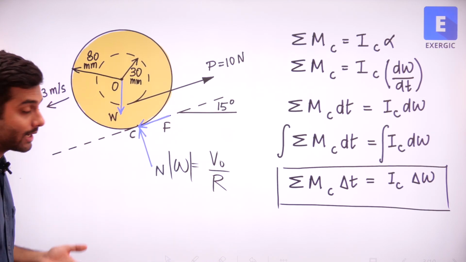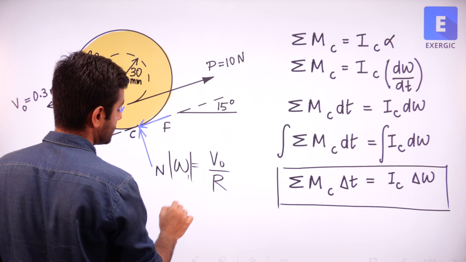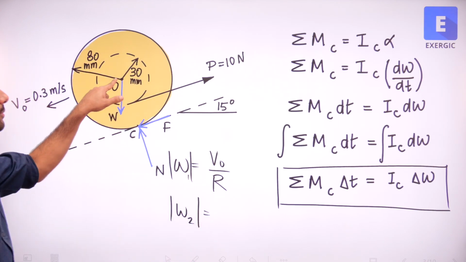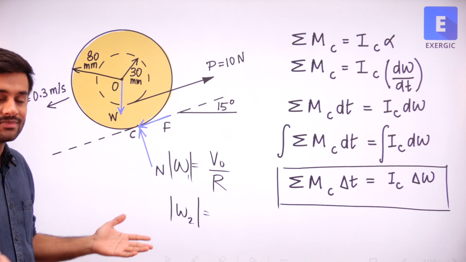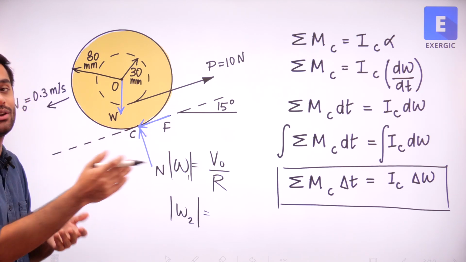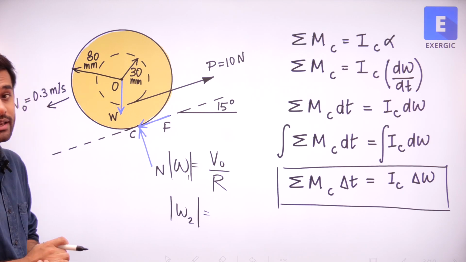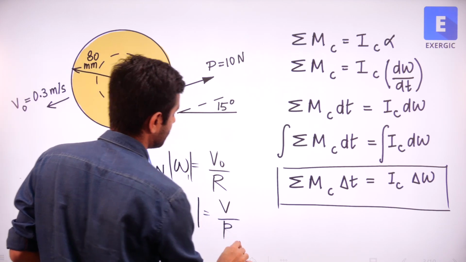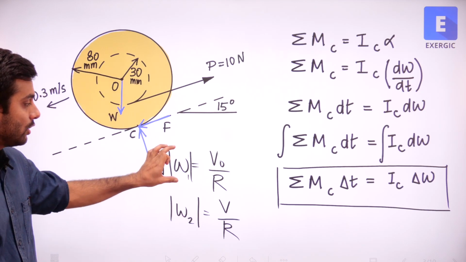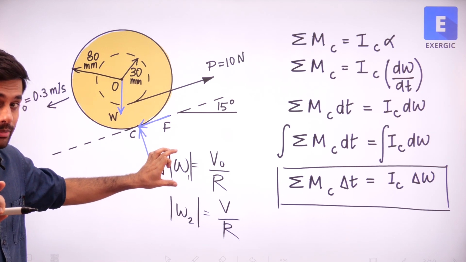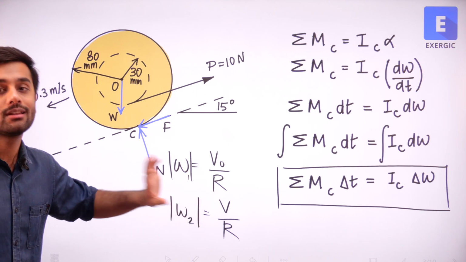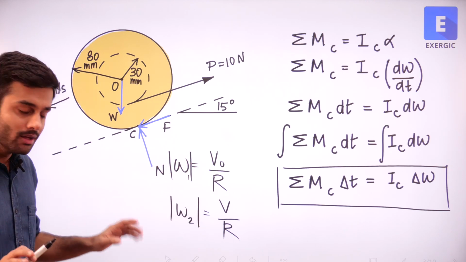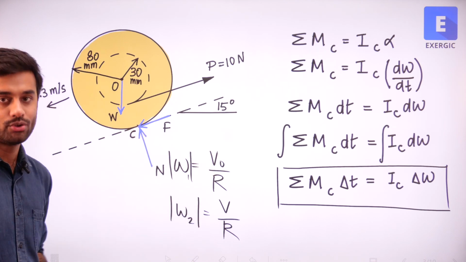And later on, again the magnitude, this let's say is initial and this is final. Later on, this velocity will change. That's what the question is asking you. What is the velocity after force has been applied for 5 seconds? Let's say that velocity is v, divided by r. So this is the magnitude of initial omega, and this is the magnitude of final omega, right? You can see how omega and v can be related easily here. R is known to us, V naught is known to us, correct?